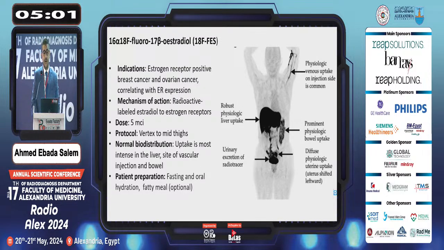Fluoroestradiol is also an FDA-approved tracer used to image estrogen receptor positive breast cancer as well as ovarian cancer malignancies. The dose is 5 millicuries. You do have a lot of uptake within the venous site of the injection as well as within the liver and the bowel. One of the keys for patient preparation is that the patient needs to have a fatty meal. It's optional and differs from one institution to another, but the idea is to clear the liver from the robust uptake.